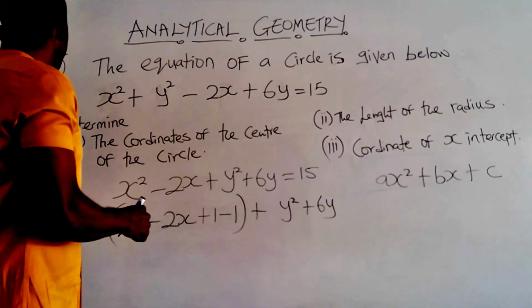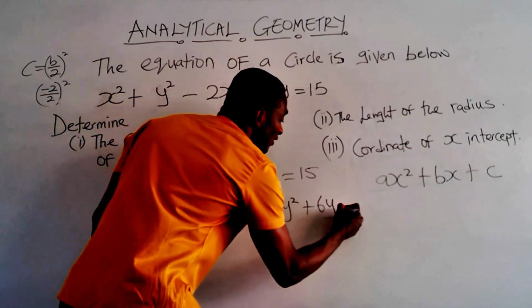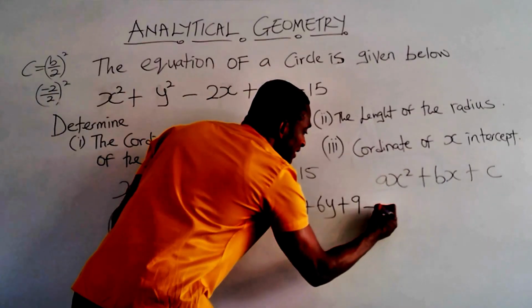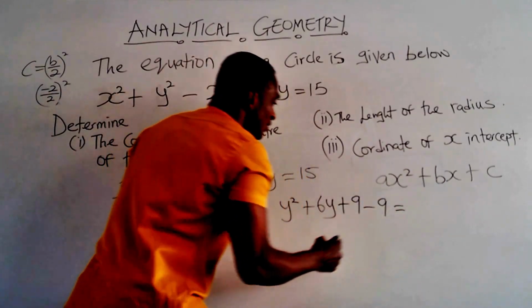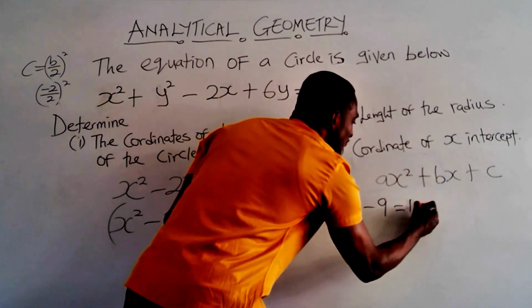Now, we have 6 over 2 all squared. 6 over 2 is 3. All squared will give us 9. So we have plus 9 minus 9, equals what we have on the other side, which is 15.